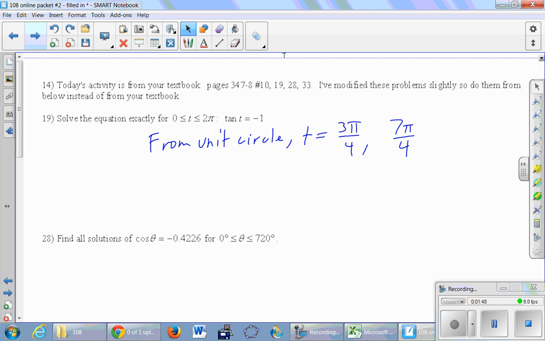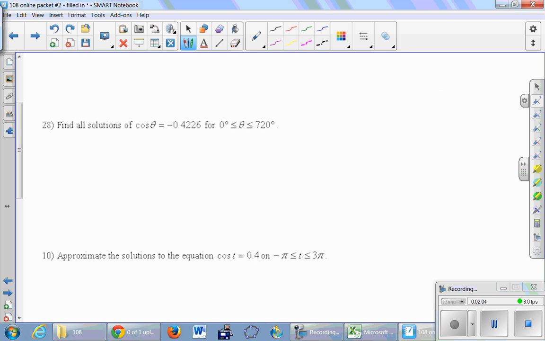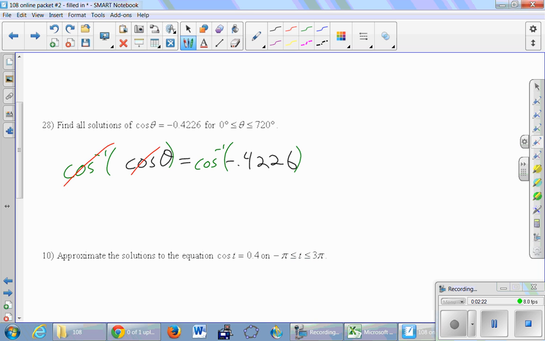28, find all solutions of cosine theta equals -0.4226 for theta between 0 and 720 degrees. So for this one, definitely not going to find this number on the unit circle. So we better start thinking about inverse trig. So we'll copy that equation again with a telltale space in front of the right-hand side. And in that space, we're going to put the opposite of cosine, which is inverse cosine. And then on the left-hand side, inverse cosine and cosine cancel, and we just get theta equals.